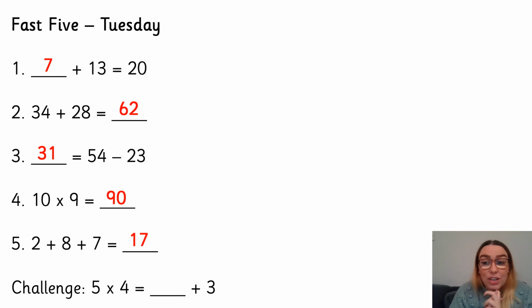And then the challenge, 5 times 4 is the same as something add 3. 5 times 4 is 20. This side also needs to equal 20, which means we need to add something to that 3 to make 20. What do we add to 3? We add 17.